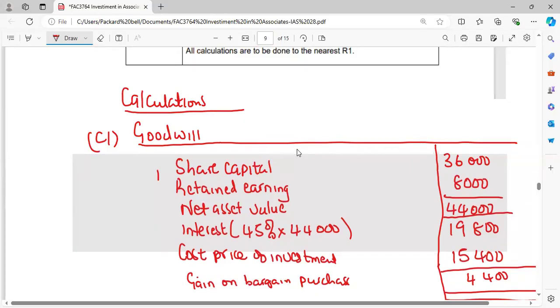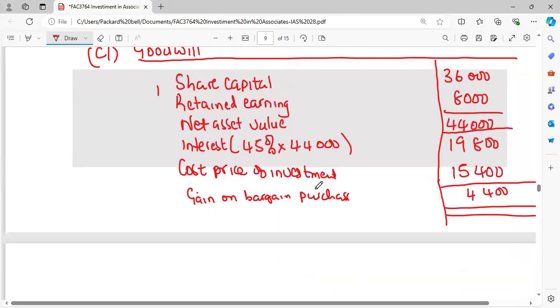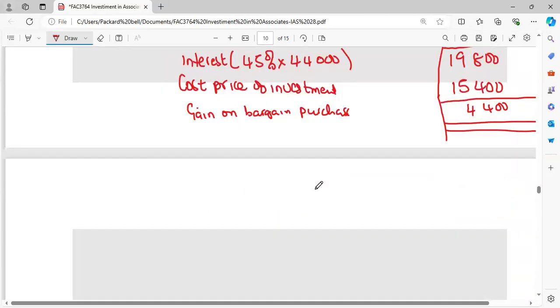Remember, we want to do the profit and loss, the statement of financial position, and the statement of changes in equity. So we need to determine the investment in the associate. Let's do another calculation for the investment.